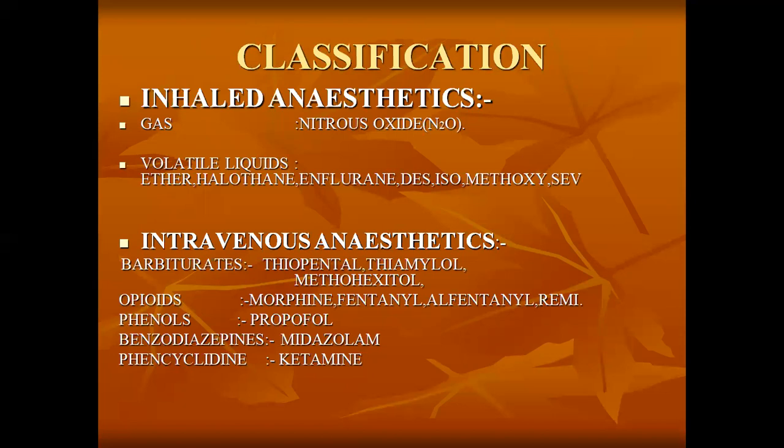Classification. General anesthetics are divided into inhalational anesthetics and parenteral or intravenous anesthetics. In inhalational anesthetics, we have a gas, that is nitrous oxide, and volatile liquids. We have ether, halothane, enflurane, isoflurane, desflurane, sevoflurane.